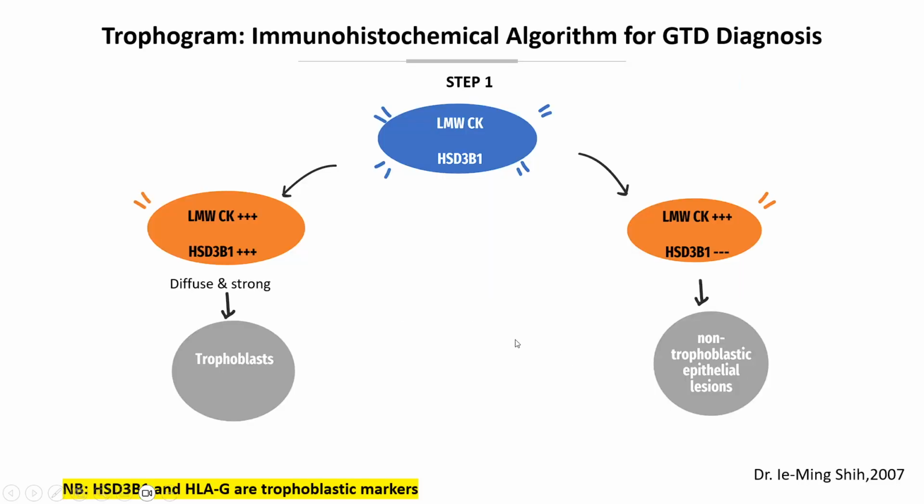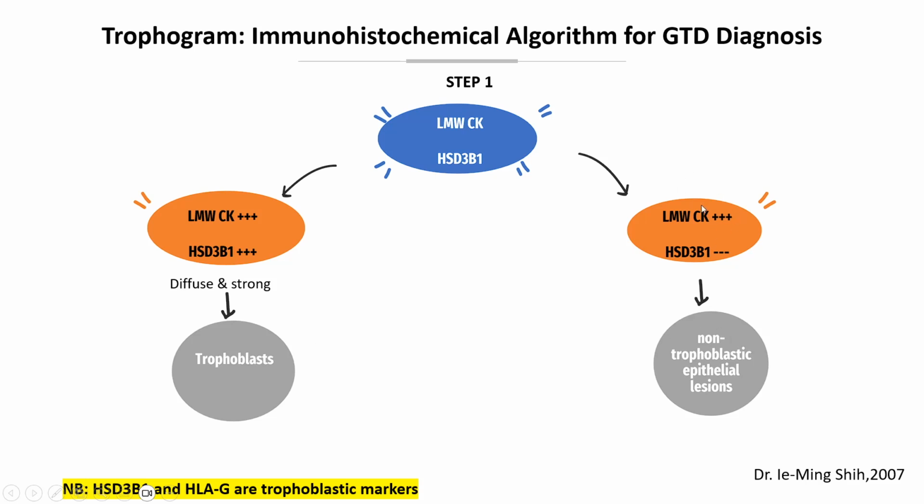There's one thing that I want to mention, that is the trophogram, if you have heard of. So what's the trophogram? Actually, that's an immunohistochemical algorithm for GTD proposed by Dr. Leming Shi in 2007. Putting forward a number of immunohistochemical stains that we can use in a stepwise fashion to reach the diagnosis of the GTN. So he proposes the usage of the low molecular weight cytokeratin together with the HSD3B1, which is a trophoblastic marker, and it says if both are positive, strong, and diffuse, then we have trophoblasts.